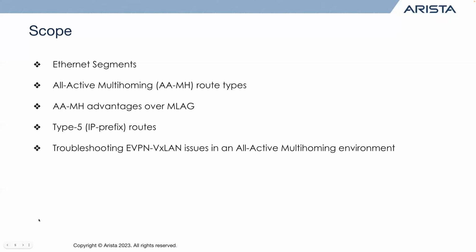Okay, so today's scope will discuss Ethernet segments, all active multi-homing route types, the advantages over MLAG. We'll discuss type 5 IP prefix routes, and troubleshooting EVPN VXLAN issues in a multi-homing environment.